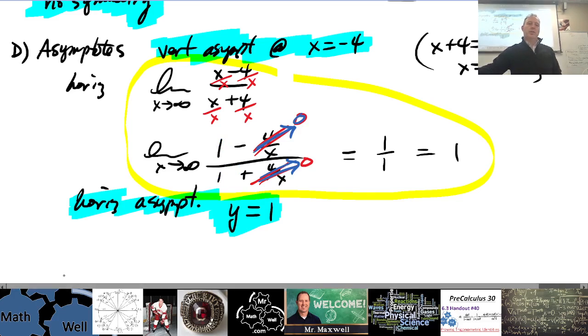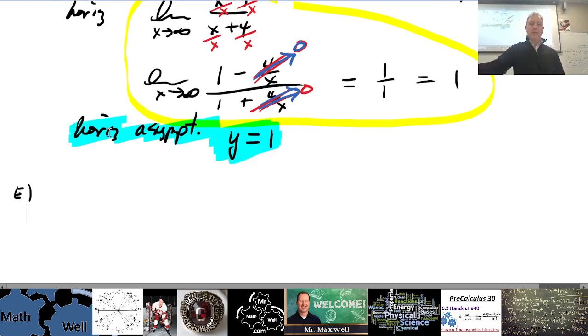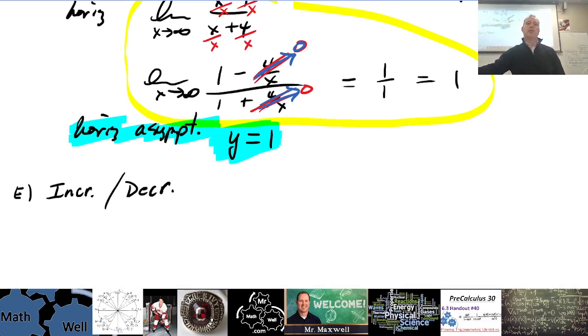Good. Any other questions there? All right. What is E then? Intervals of increase and decrease? Increase, decrease. Okay, so here's where we actually have to start taking derivatives now.